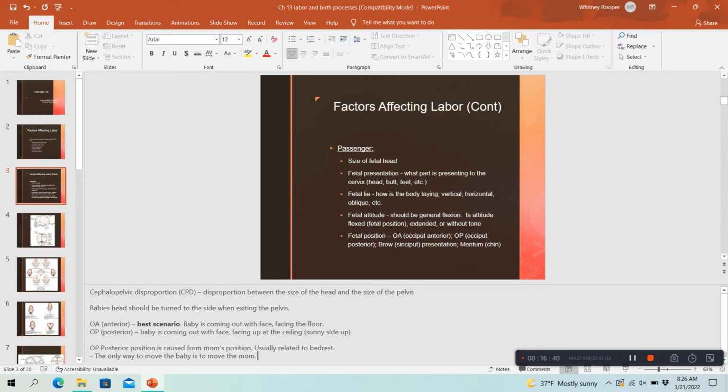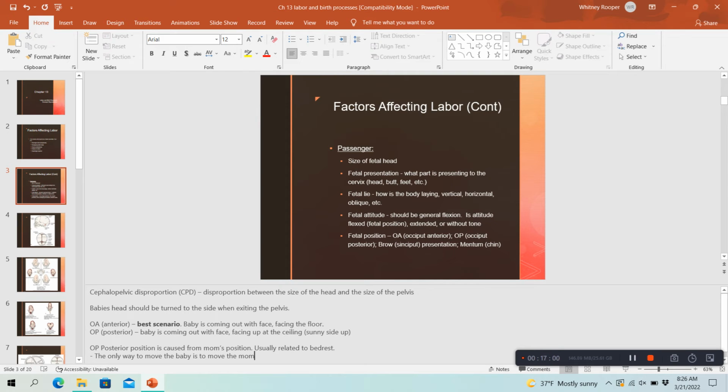So if we determine that the baby is in an occiput posterior position, we want that baby to move. So if we can, we'll have our mom walk. We'll have her move around, change positions. We have those birthing balls that we give patients. Something about that birthing ball tends to cause babies to turn. It works very well if we can do that.